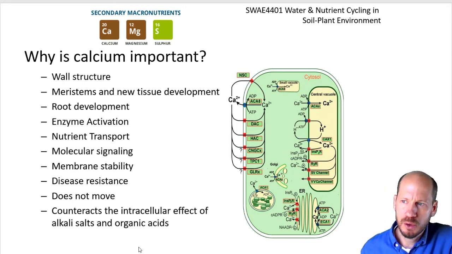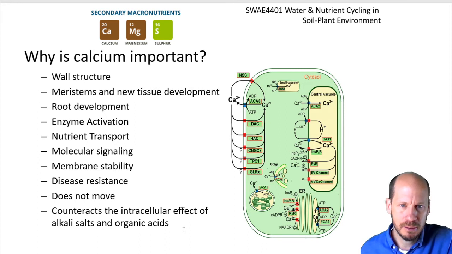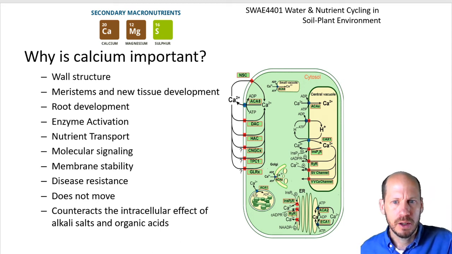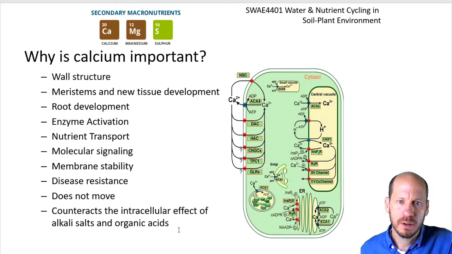And it's important also as an ionic form to counteract the organic acids. Normally this is the go-to ion that will complement as a counter ion for organic acids such as citric acid, malic acid, oxalic acid. You need calcium to be the counter ion for these organic acids in intracellular environments.